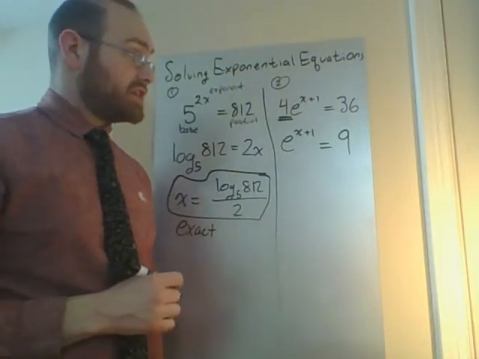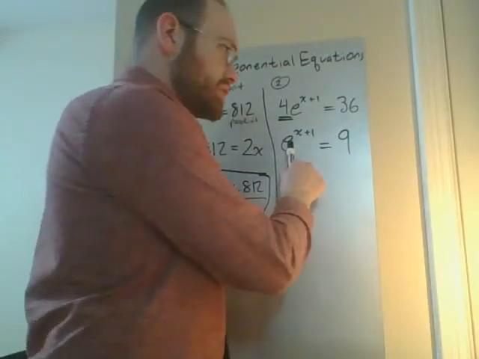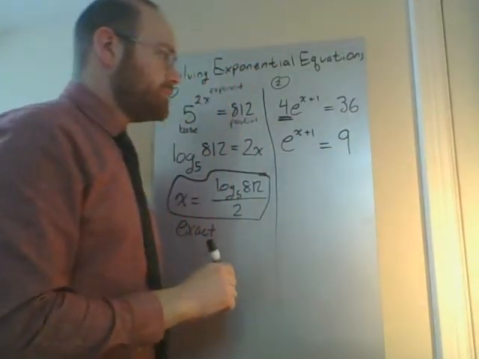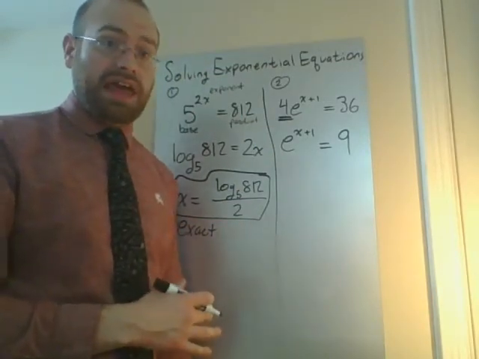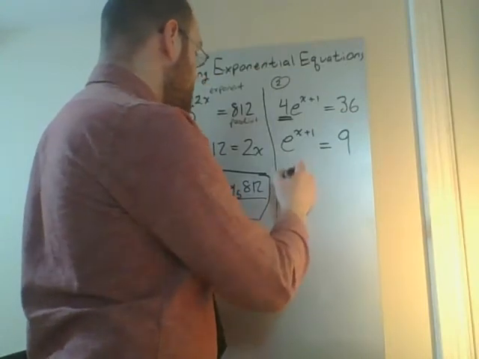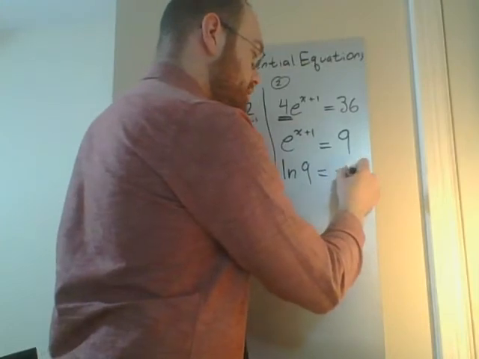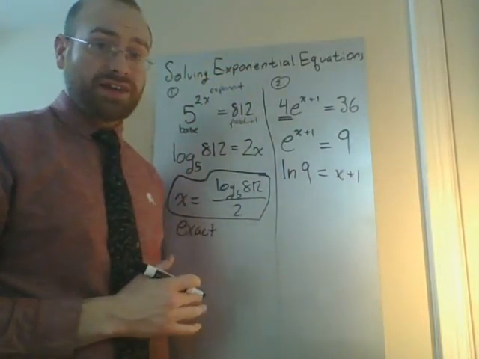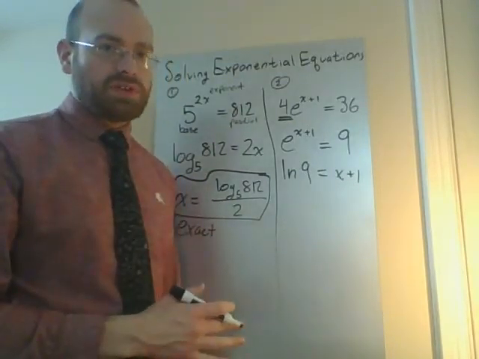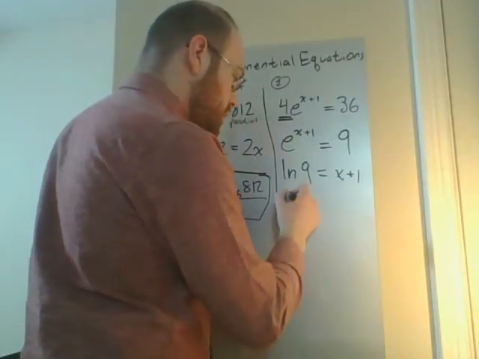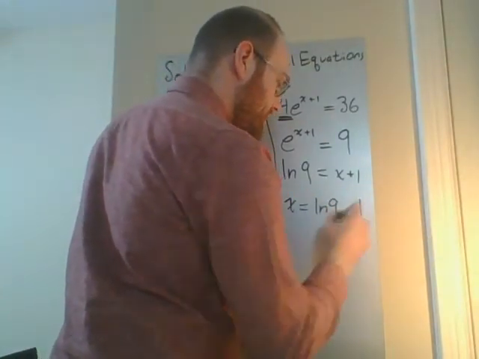Now we can put it into logarithmic form. And if you remember, when we go from exponential form to logarithmic form, base e, we're going to have a natural logarithm, ln. So we have the natural log of 9 is equal to x plus 1. So to solve for x, we subtract 1 from both sides. So we have x is equal to the natural log of 9 minus 1.